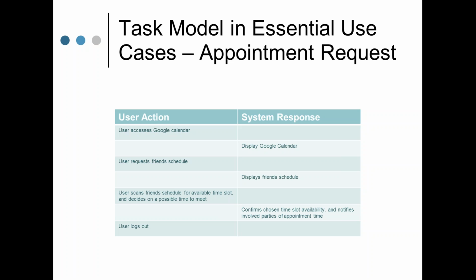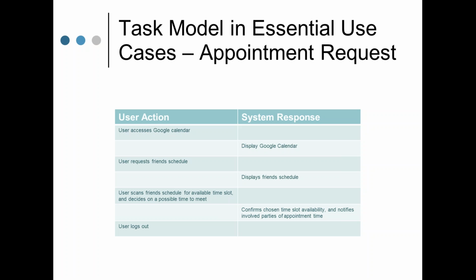So a user will access the Google Calendar. They log in. And then the system will display the Google Calendar. The user will then request their friend's schedule. The system will respond by displaying that schedule. Then the user will scan the friend's schedule for available time slots and decide on a possible time to meet. The system will respond by confirming the chosen time slot availability and notify all involved parties of appointment time through email. The user will then log out.